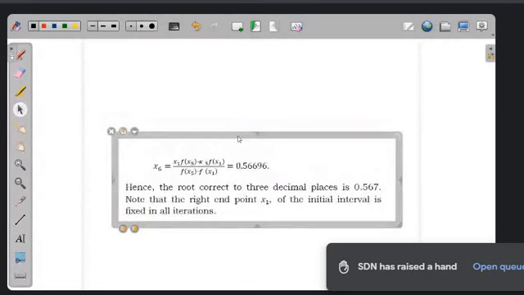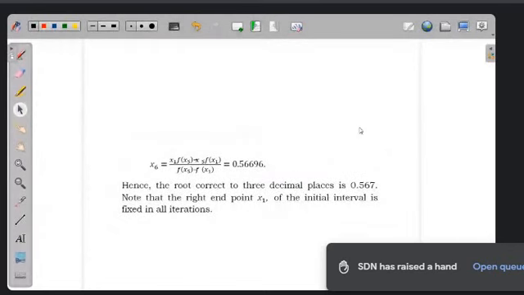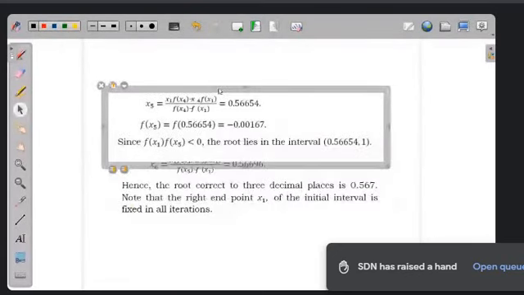So this is what x6 you can see. And let me show you what is x5 here. So x5 here. Okay, so this is x5.